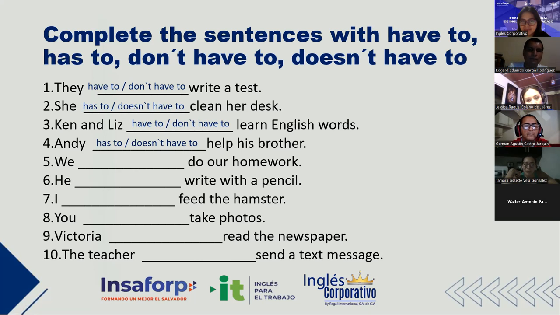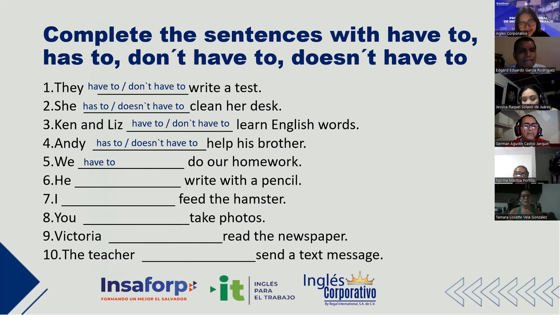What about five? We? What do you use with we? We have to do our homework. Mm-hmm. We don't have to do our homework. Exactly. We have to do our homework, or we don't have to do our homework. And number six. He has to write with a pencil. He has to write with a pencil or he doesn't have to write with a pencil.